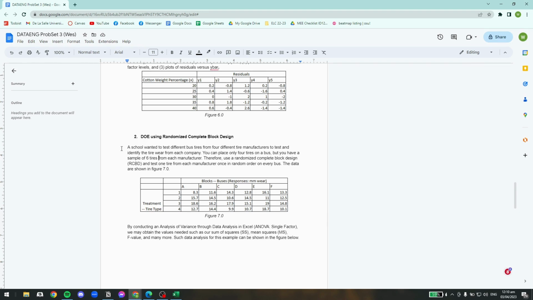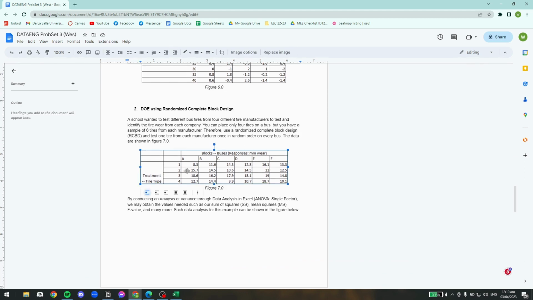A school wanted to test different bus tires from 4 different tire manufacturers to identify the tire wear from each company. You can only place 4 tires in a bus, but you have a sample of 6 tires from each manufacturer. Therefore, use a randomized complete block design, or RCBD, and test 1 tire from each manufacturer once, in random order on every bus. The data are shown in figure 7.0.